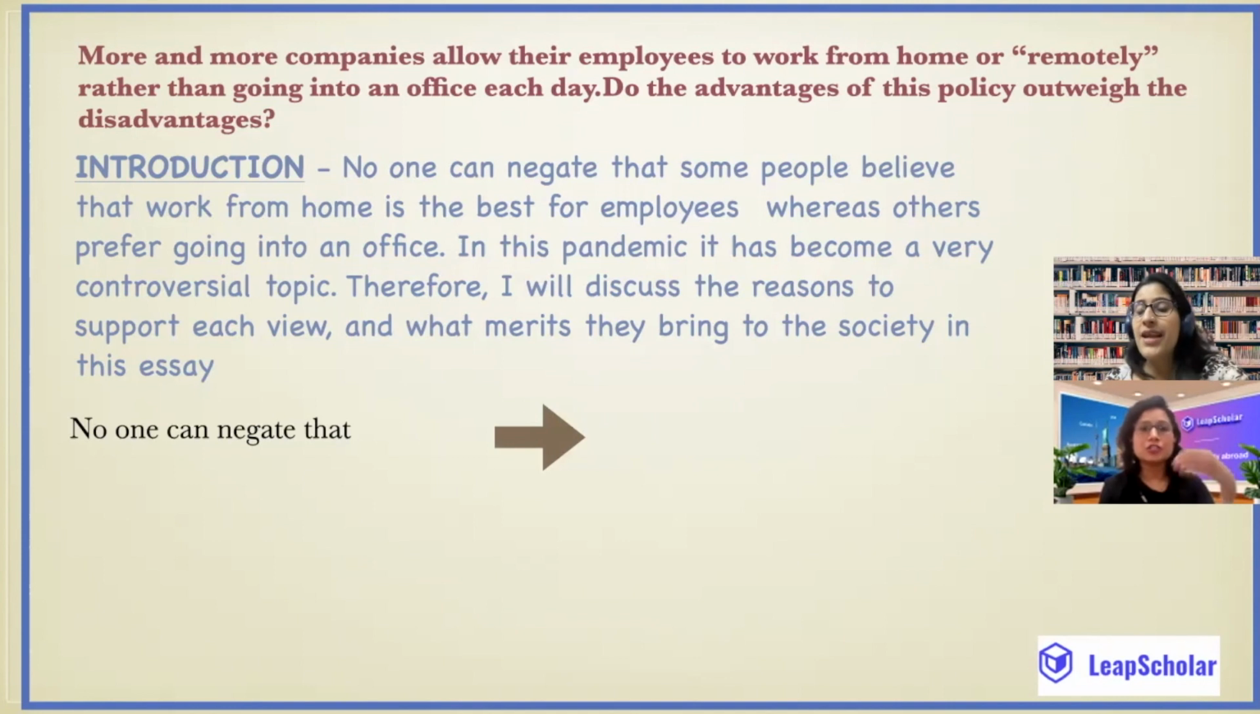More and more companies are allowing, and the student is not talking about companies or organizations allowing. So they did not touch the keywords at all. They are just saying that some people believe, whereas the question does not talk about some people, it talks about the companies allowing. Basically, the student has not touched on the keywords that are there in the prompt, which are crucial for the writing.